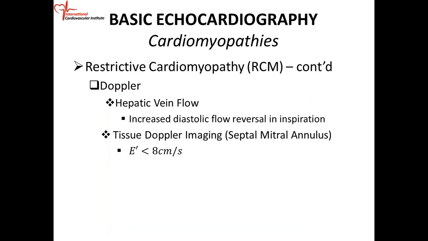So you have to understand that, because as I said, they commonly ask you to distinguish between restrictive cardiomyopathy and constrictive pericarditis. So when you put your Doppler in the pulmonary vein, just like the hepatic vein, you're going to have a systolic component, a diastolic component, and then an atrial flow reversal. What we're saying is when you have restrictive physiology, there's an increase in the diastolic flow reversal. Okay?